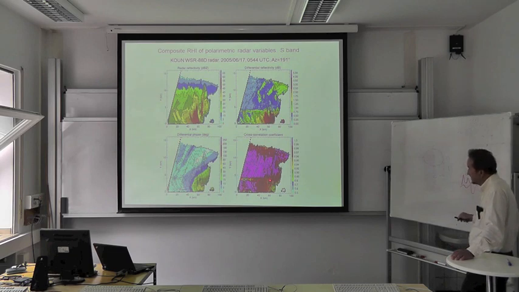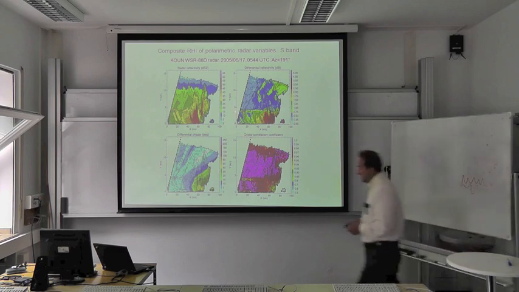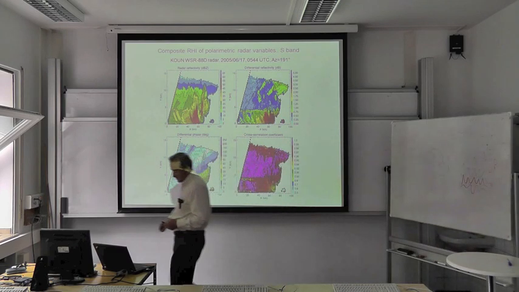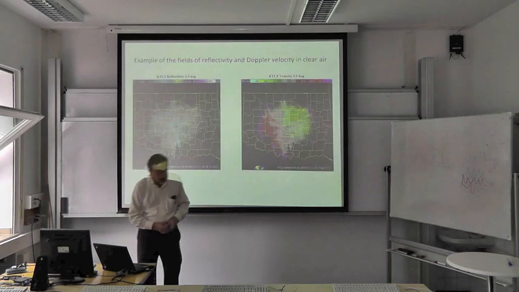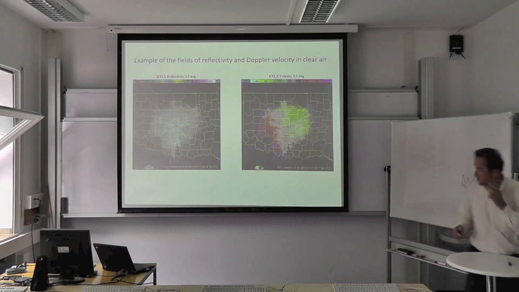Cross-correlation coefficient shows nicely the localization of the melting layer because it drops in the melting layer. Okay. And there is not much indication of that in the radar reflectivity. It's not pronounced by a bend in this situation. Whereas cross-correlation coefficient and ZDR are much more sensitive to that, which is very useful for detection of the melting layer.